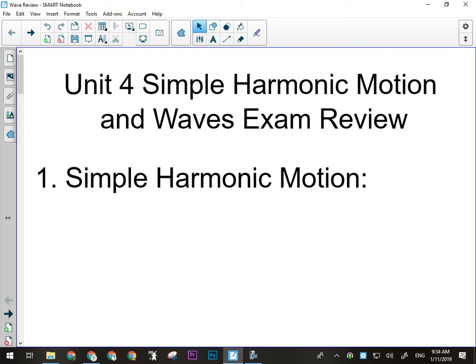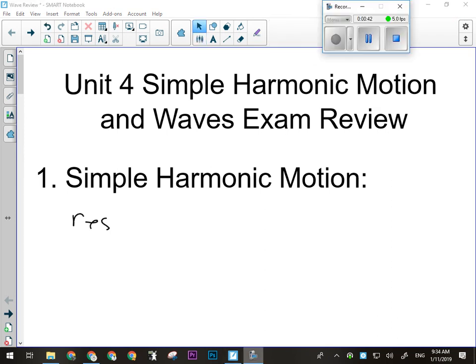Okay, so first off, simple harmonic motion can happen if something is oscillating back and forth along a constant path because of a what? Because of a restoring force. Okay, so there has to be a restoring force. That's one of the key things.